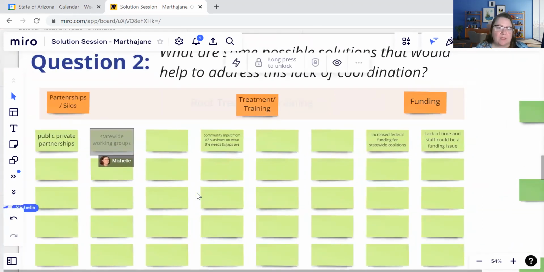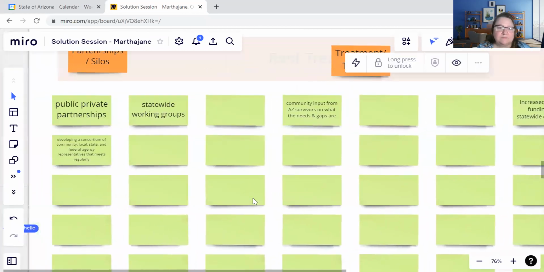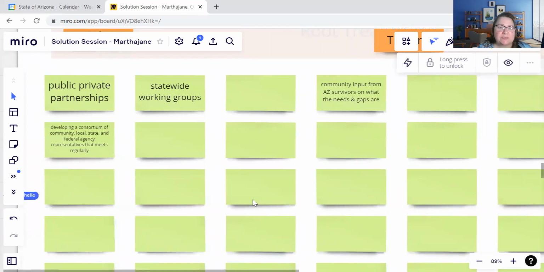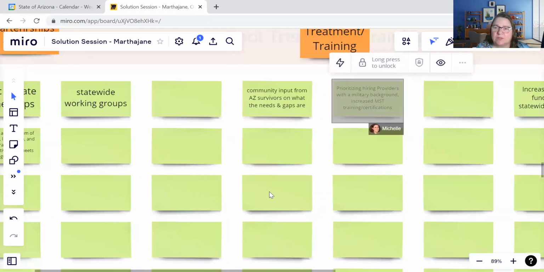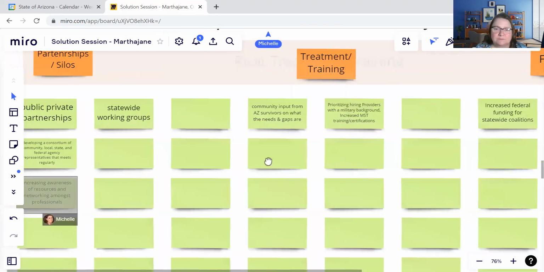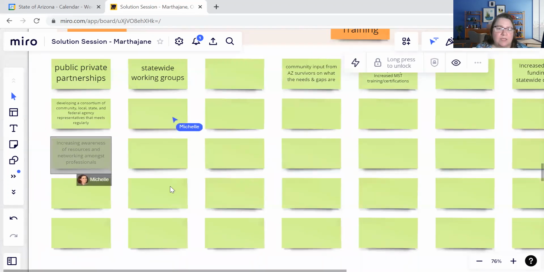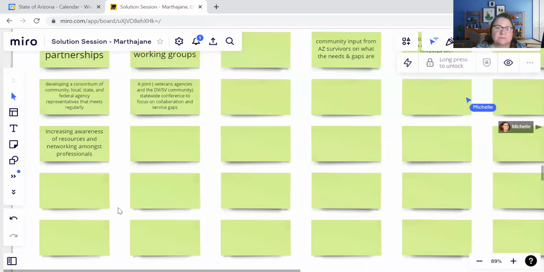Statewide working groups, public-private partnerships. Good stuff. Developing a consortium of community, local, state, and federal agency representatives that meets regularly. Prioritizing hiring providers with a military background, increased MST training and certifications. Increasing awareness of resources and networking amongst professionals. Joint veterans agencies and the DVSB community statewide conference to focus on collaboration of service gaps.